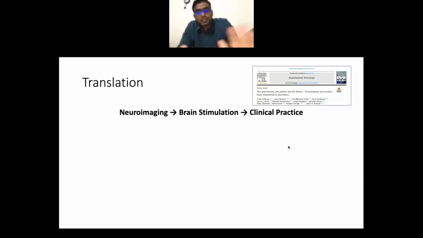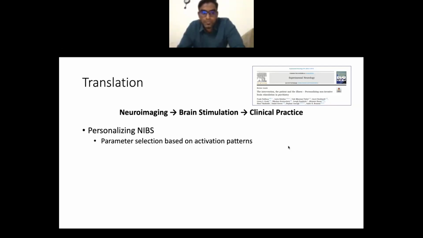Now when I talk about all these things, whether this is translatable, like I told in the beginning, the translation is not much currently, but definitely this is the road ahead. There is something called personalization in non-invasive brain stimulation, and we do that more than what we do for pharmacological agents. The parameter selection is based on the motor threshold. We see the individual motor threshold and determine the intensity. That's quite personalized for each case.